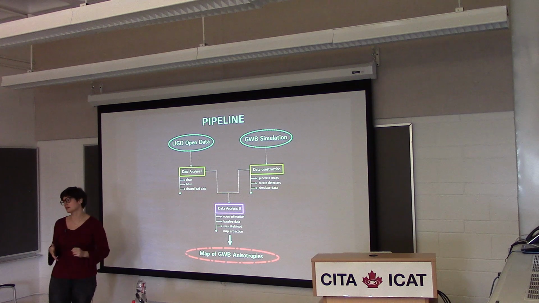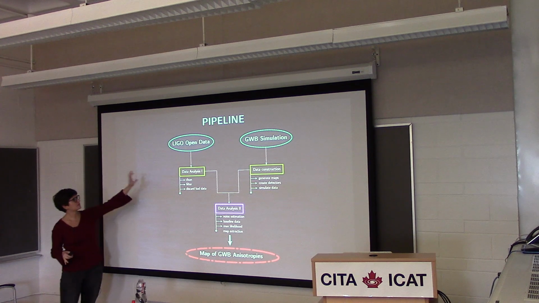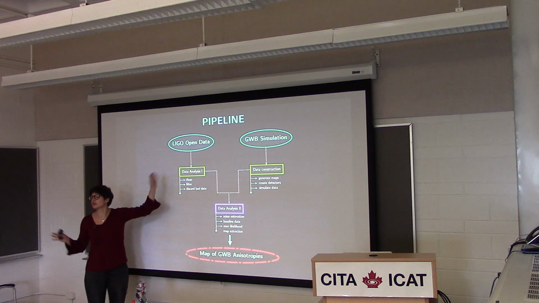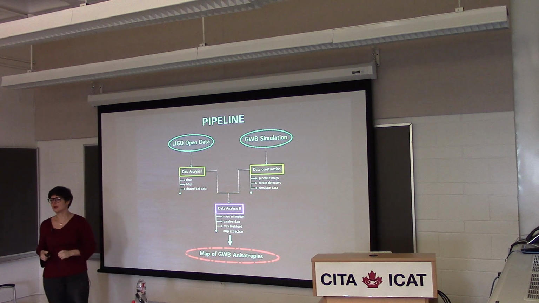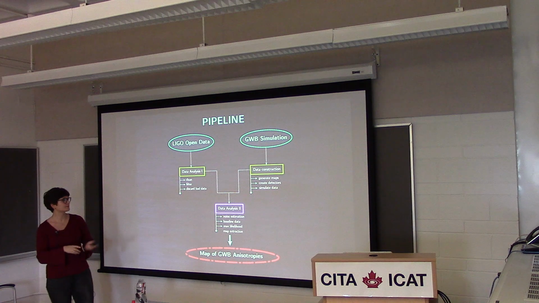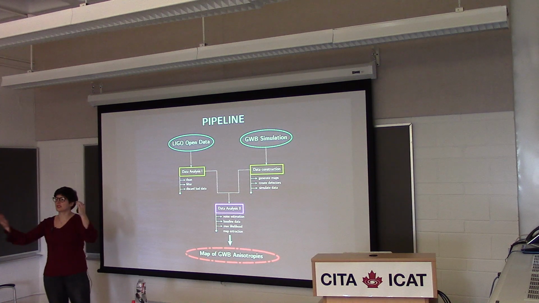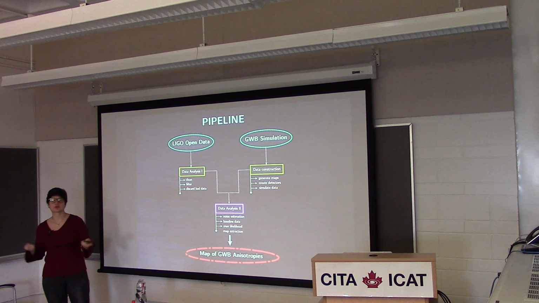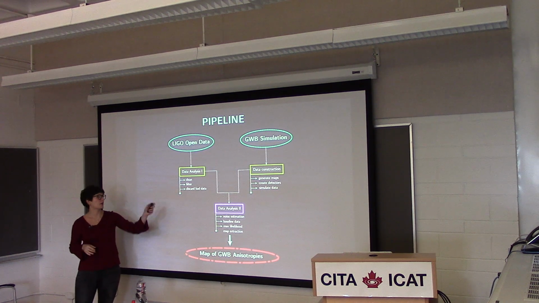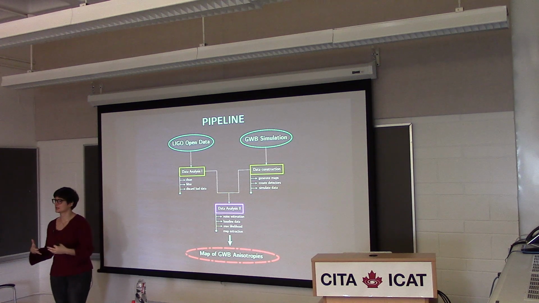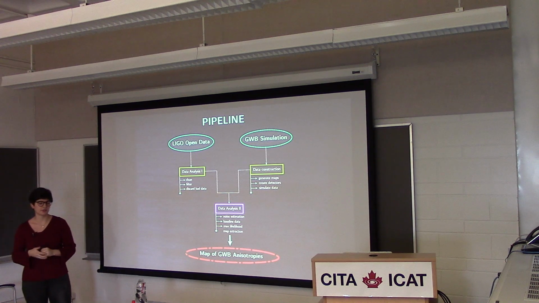So this is what our pipeline looks like. We start from either real LIGO data, so thankfully LIGO provides open access data which we can just take home and analyze. Or on the other hand, we also simulate data, and this is just as a proof of concept, just to make sure that our mapping algorithm actually works. So if we start from the real data, we have to clean it, filter it, and do some selection on making sure that we don't have any bad segments that we're analyzing.